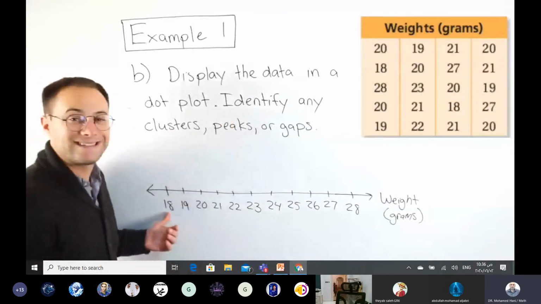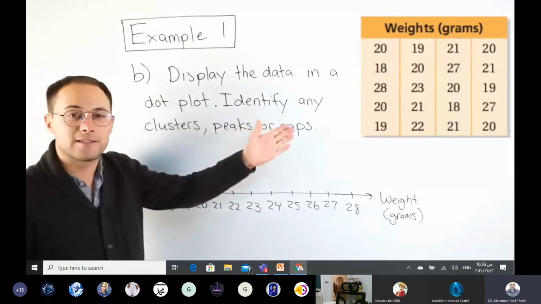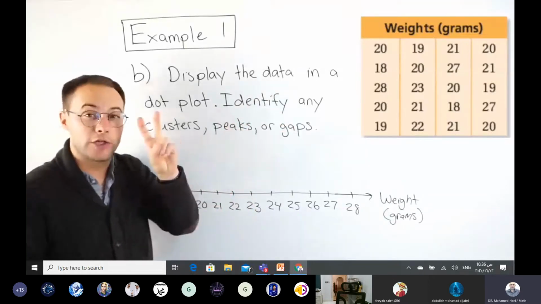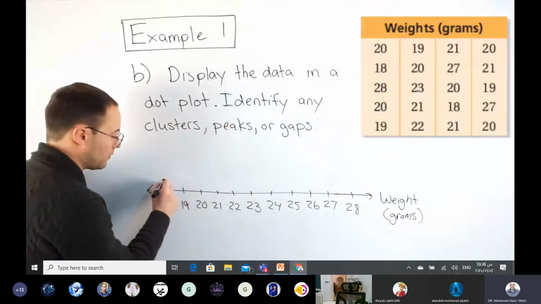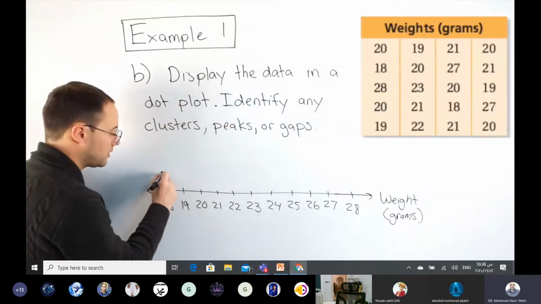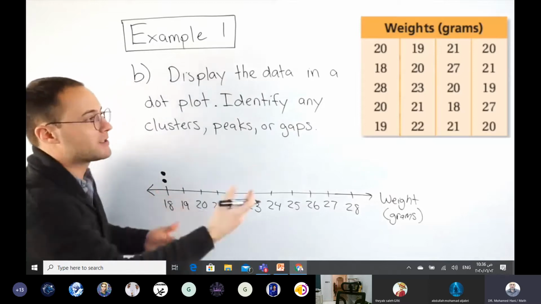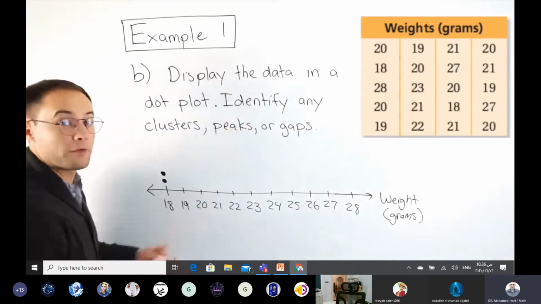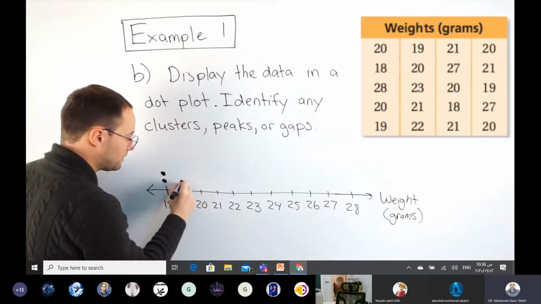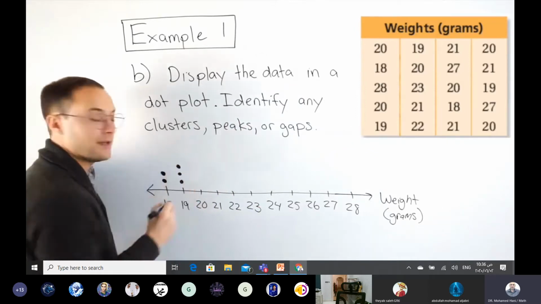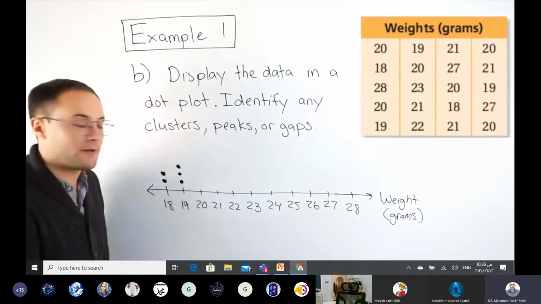So at 18, how many mice weighed 18 grams? Well, if I look at my data, I can count two. So I put one, two, just two dots right above that number 18. And I keep going. So 19, if I look, there were three. So I'm going to do one, two, three, like that. And we'll keep going.